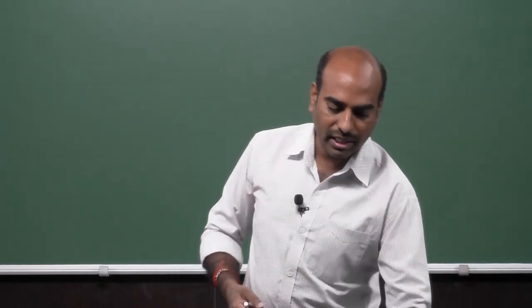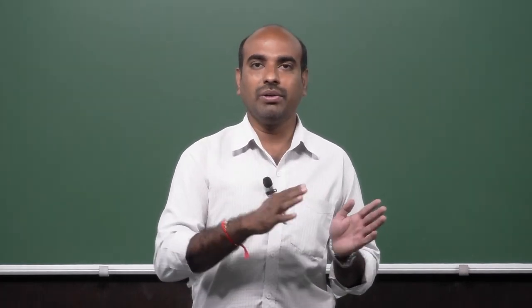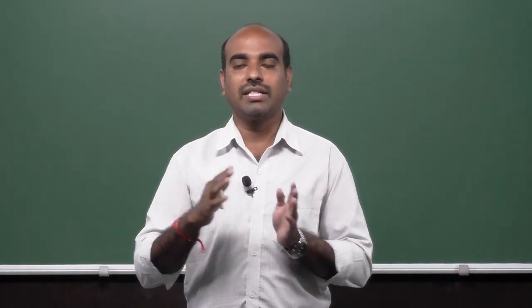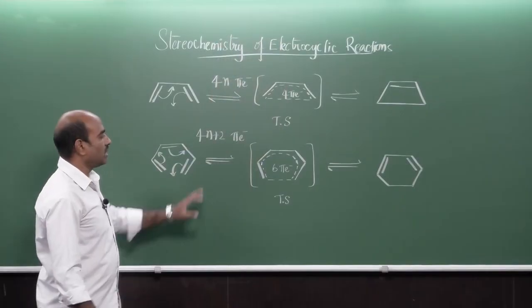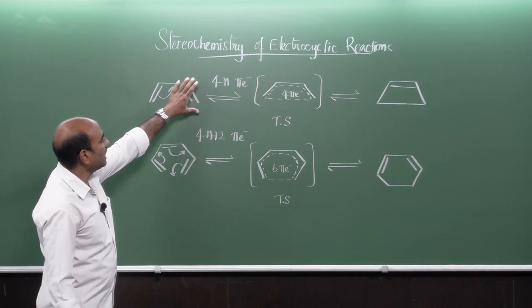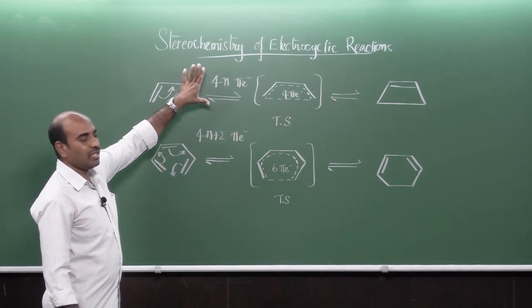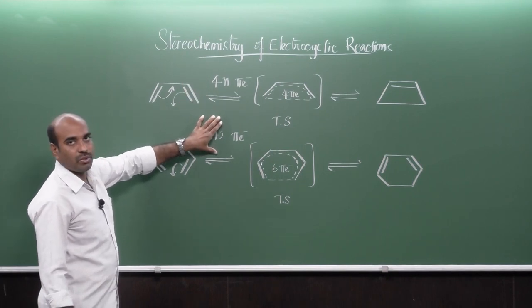When we try to recollect, electrocyclic reactions are categorized into two types. One is the forward reaction from the acyclic molecule to the ring molecule, which is called the electrocyclic ring closing reaction. Whereas, if a cyclic molecule transforms back into an open chain molecule, we call it the electrocyclic ring opening reaction. At the same time, based on the number of pi electrons involved, electrocyclic reactions are also categorized into two types: 4n pi electron systems and 4n plus 2 pi electron systems. This is the best example for understanding the two categories. The first one is a 4n pi electron system and the second one is a 4n plus 2 pi electron system.